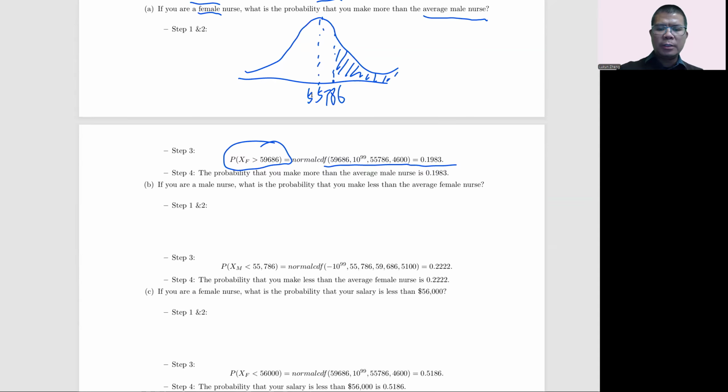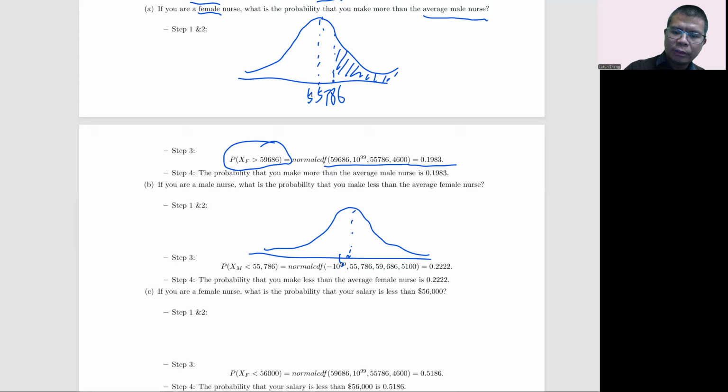If you're a male nurse, what is the probability that you make less than the average female nurse? So you draw this curve for male, centered at what? Male is going to be 59,686, right? And female is somewhere here, average for female. So the probability of less than that equals this. All right, so be careful. This is for X male, and this is for XF, okay?